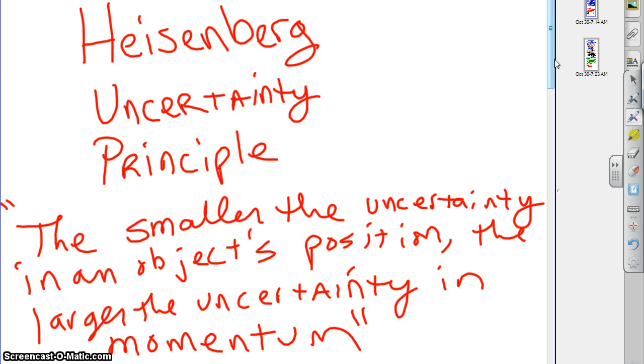And I'll wait just a second to give people a little bit of time to copy that down if they like. That's a bunch of obviously meaningless words for a lot of people. So what we're going to do is spend the rest of this time trying to figure out what that means and why it means it. So the smaller the uncertainty in object position, the larger the uncertainty in momentum.